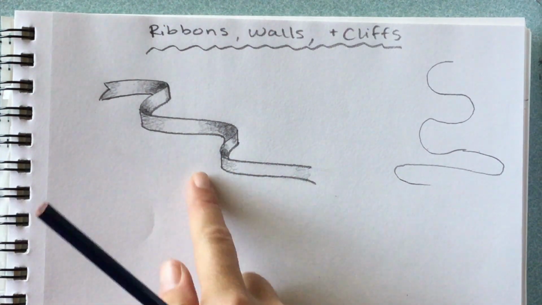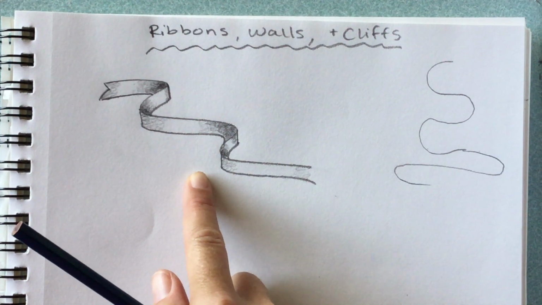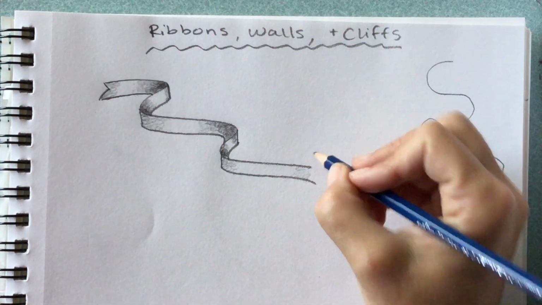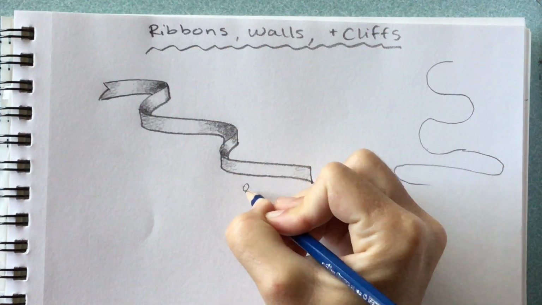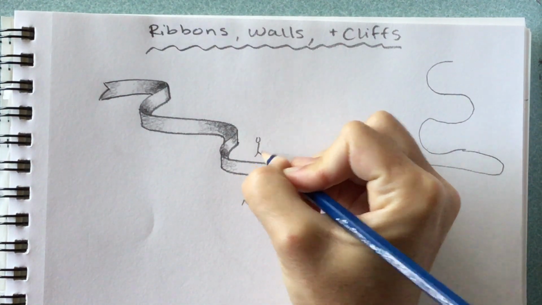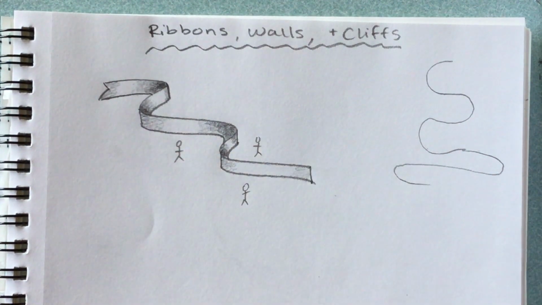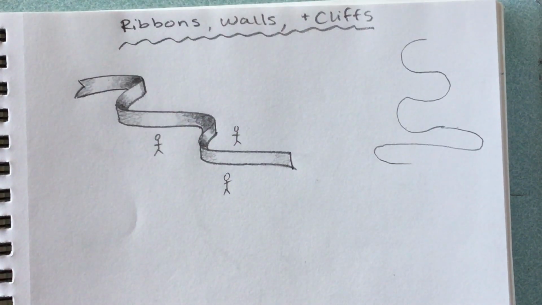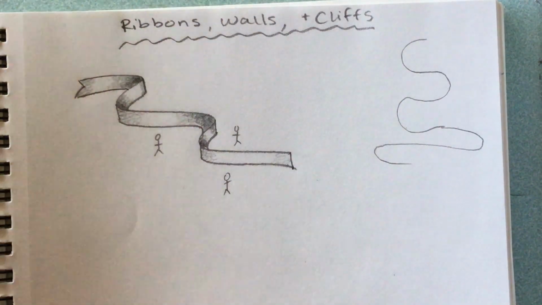So we drew this thinking of it as a ribbon, but what I wanted to show you is that you could also think of it as a wall. If you put little tiny people next to it, that could become some sort of wall-like structure in your fantasy landscape if you've messed around with the scale. The other thing that these relate to is cliffs.